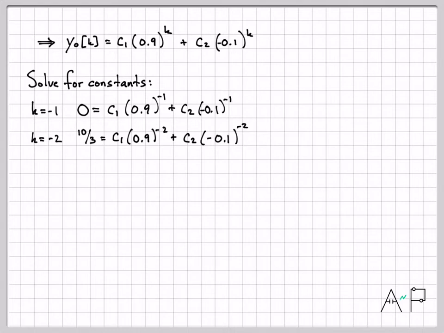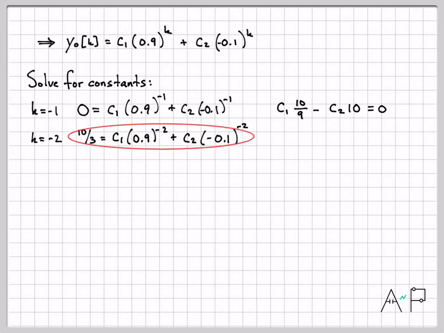And now it's just time to do a little algebra to solve for these constants. I have two equations, two unknowns, just need to solve for C1 and C2. So let's simplify this equation right here. 0.9 to the negative 1 is really 9/10 to the negative 1, which I invert, becomes 10/9. Same thing right here. 0.1 is 1/10. 1/10 to the -1 is 10 over 1 or 10. There's also a negative sign I have to worry about. So this simplifies to this equation.